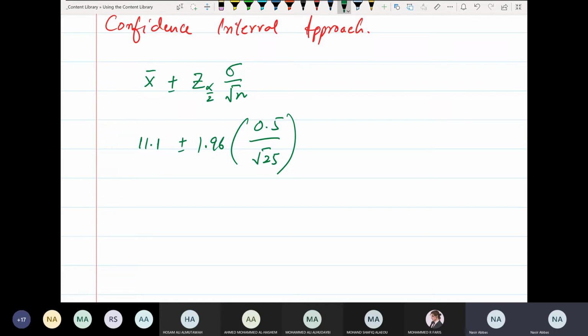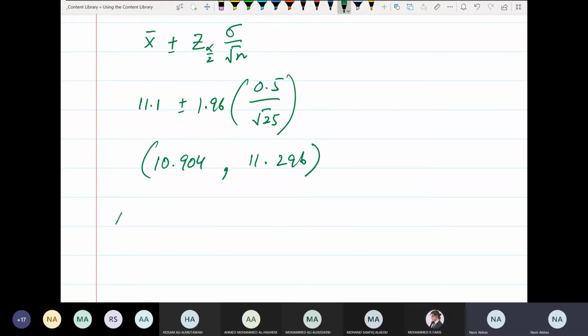So what is the confidence interval? 11.1 plus minus 0.196, without the minus or plus, the right side. Equal 0.196. Okay, what is the lower limit? 10.904. What is the upper limit? Yes, same as you wrote.